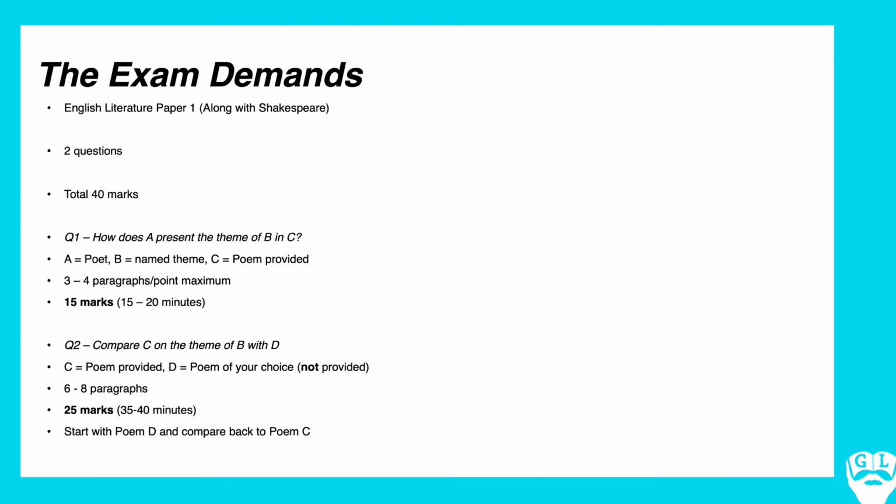So, always my advice here, big piece of advice: start with poem D, and then compare back to poem C. So let's take, for example, that question I said earlier. How does John Keats present the theme of nature in To Autumn? If I was to compare that with, say, London, for example, I would analyse how nature is presented in London, human nature or the environment, and then go back to Autumn. Just an idea off the top of my head, but take a pause there for a moment if you want to look through the question breakdown for that.